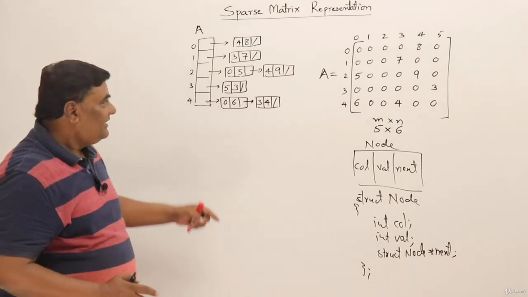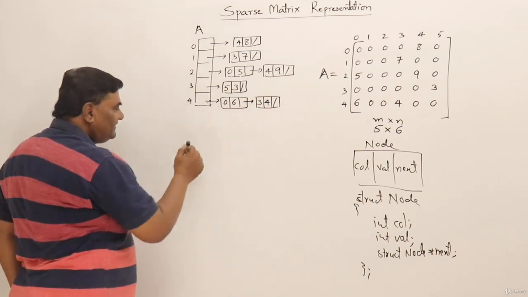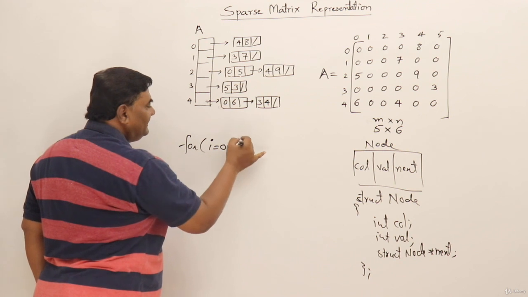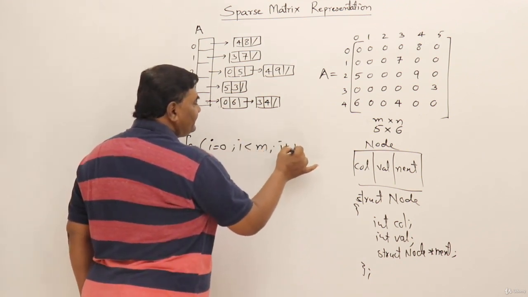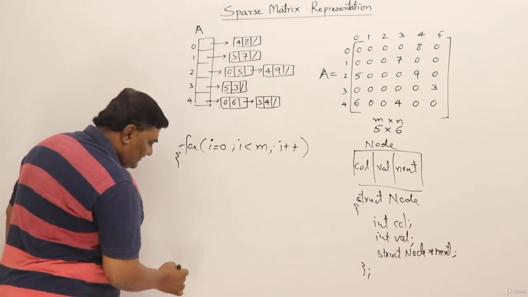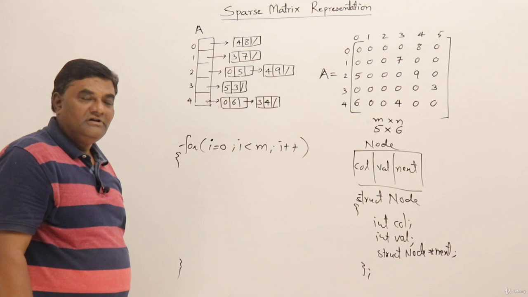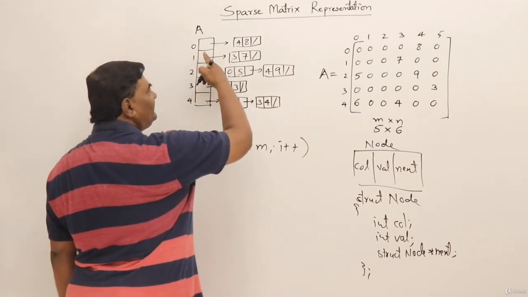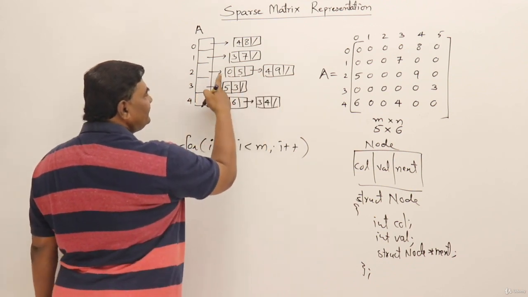So for displaying, I should display all these rows. So for all these rows, for I assign 0, I is less than m rows are there, I plus plus. This loop will cover all the rows. Now in each row, what I should do, I have to scan through a linked list. Let us take this example, it is having more than one node. So scan through this one.